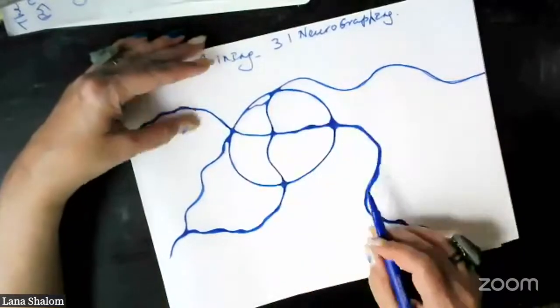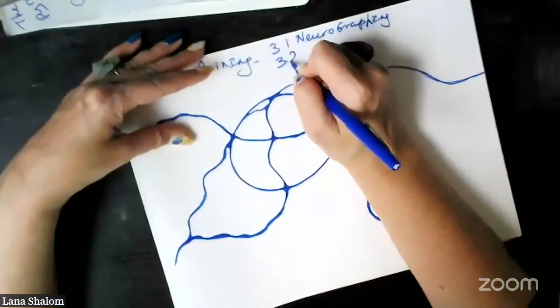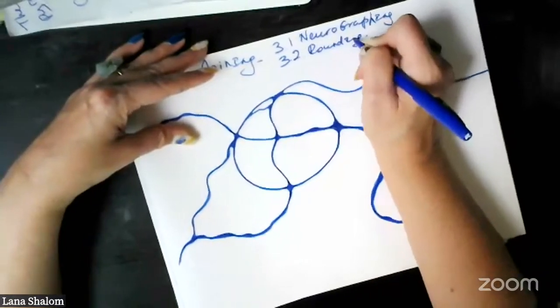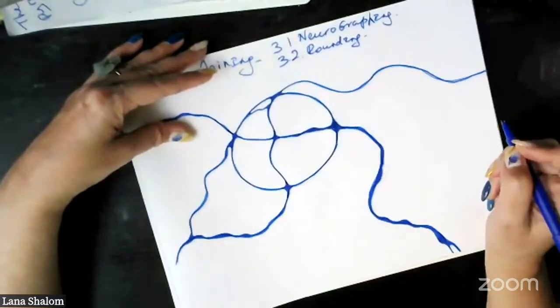You always add the neurographing as you do step 3.2, which is the rounding, okay, guys? This is very important. Please follow through with this, okay?